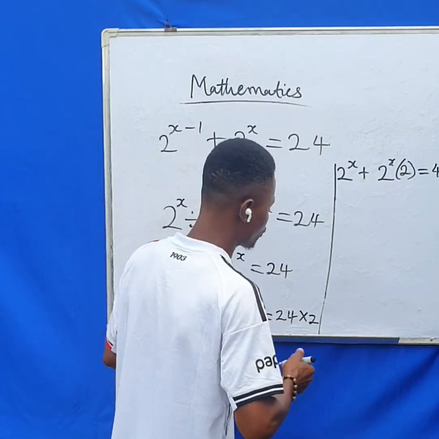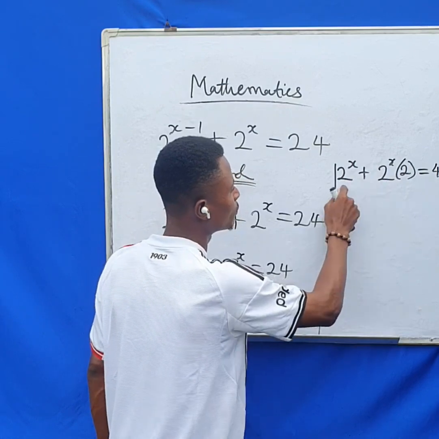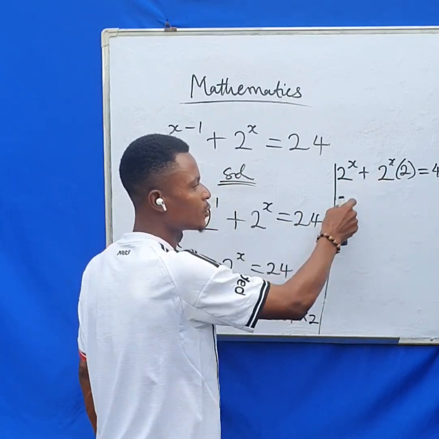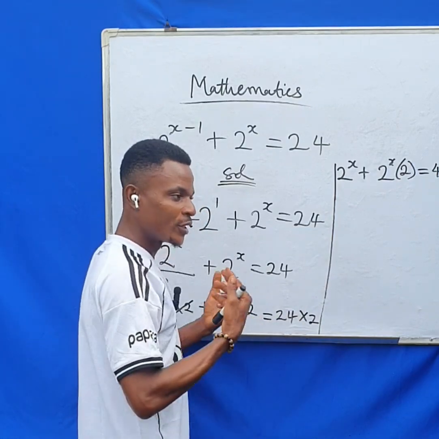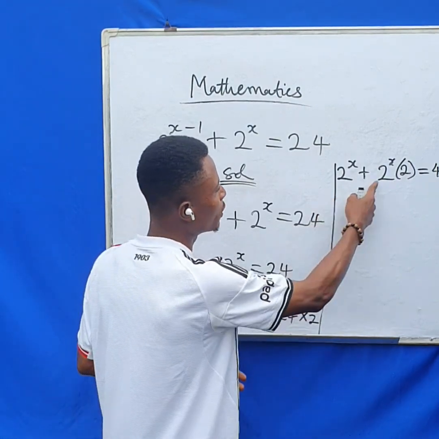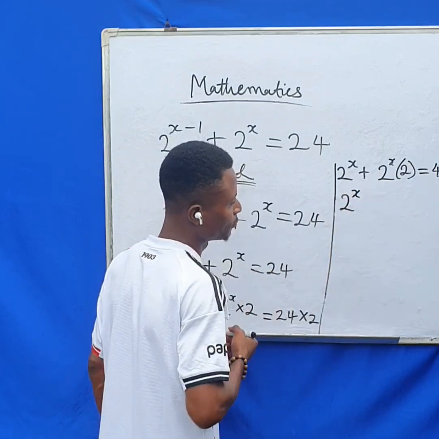The next thing to do is to factorize. What is common between these two? 2 raised to the power of x is here, and 2 raised to the power of x is also here. So we can bring it out. In mathematics, we call it factorization. So let us bring out what is common here. We have 2 raised to the power of x because it is common.